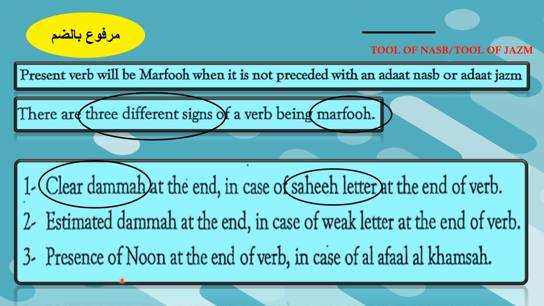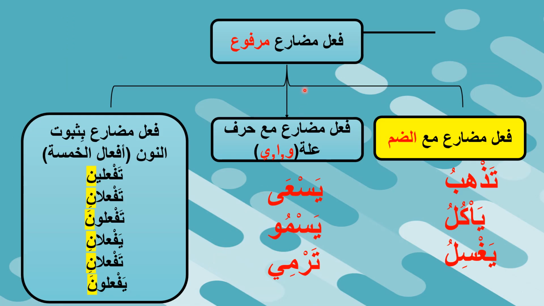The third one is the presence of noon. As I told you, when you see a noon at the end of the Fel Mudaare, the presence of noon only tells you that this Fel Mudaare is in Marfu case. Here you can see all three types of Fel Mudaare. So when the Fel Mudaare is in Marfu case, how will you know?